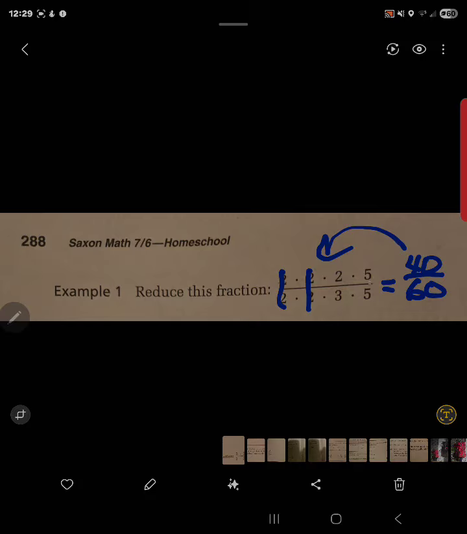Well, wait a minute. Isn't 5 over 5 also equal to 1? So we can cross that out. So what are we left with? Our final answer is 2 over 3.